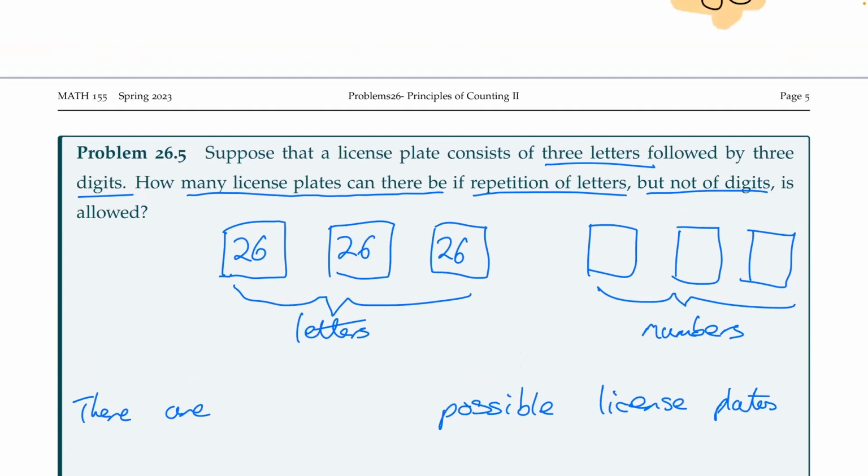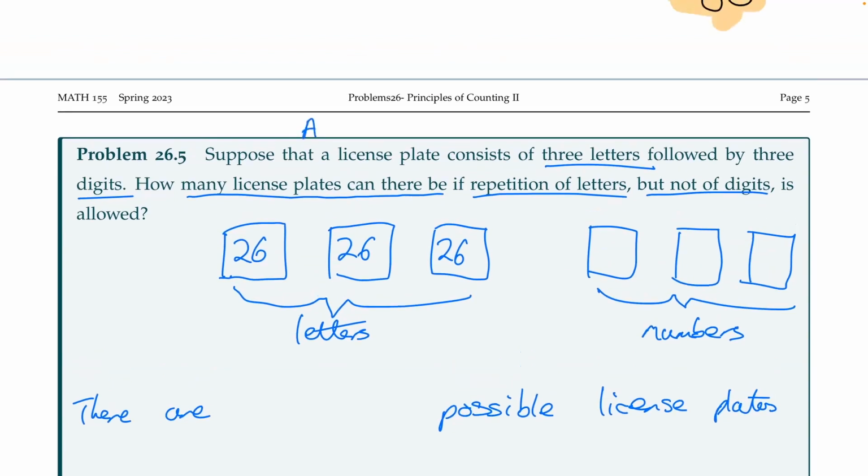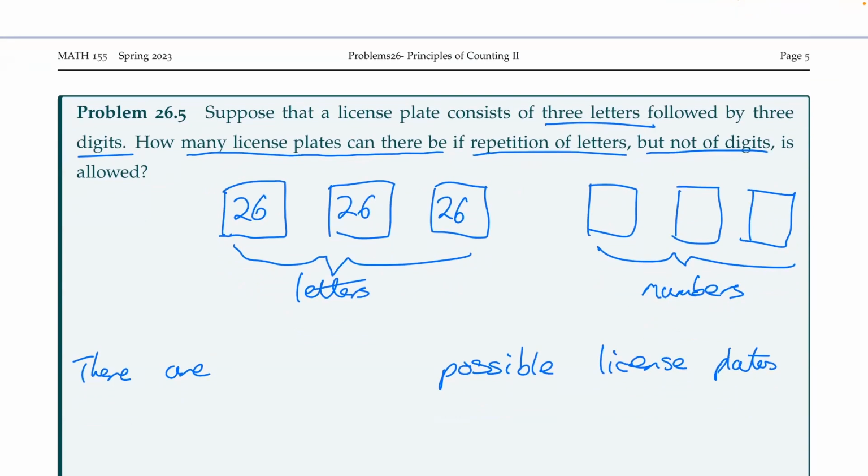If for some reason you lived in a weird place where ABC and CBA were the same license plate, then you would have to think about combinations. That'd be a very weird place to live. If it just mattered what the collection of letters was, then you'd be thinking about combinations. Here, we're told that we can have repetition of letters. We can't have repetition of digits though. So here, how many possibilities are there for the first number?